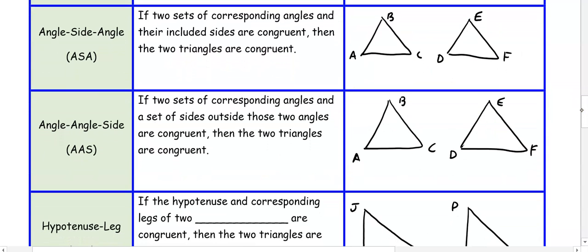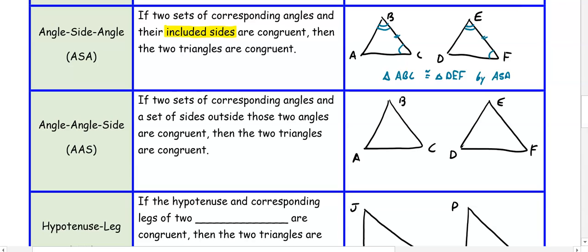In angle side angle, there are going to be 2 angles and 1 S. Notice that the S is in between the 2 angles. If a set of corresponding angles and their included sides are congruent, then the 2 triangles are congruent. This time, if I pick 2 angles and I say B is congruent to E and C is congruent to F, the included side is the side that's formed by the 2 letters from those angles. So we would need BC to be congruent to EF. Then we could say triangle ABC is congruent to triangle DEF by angle side angle.